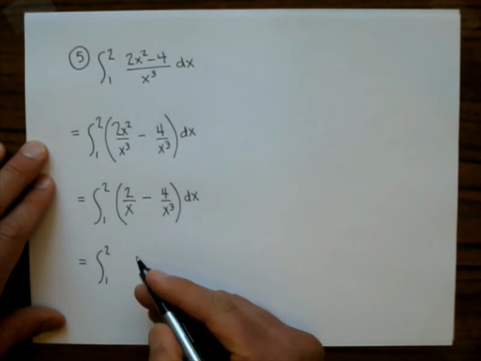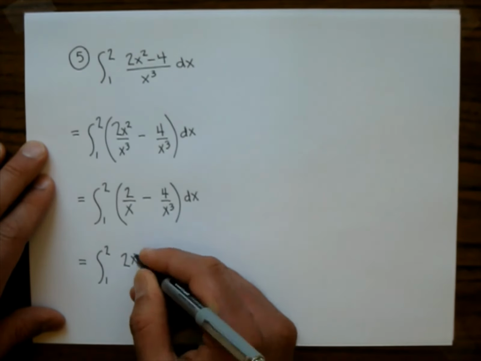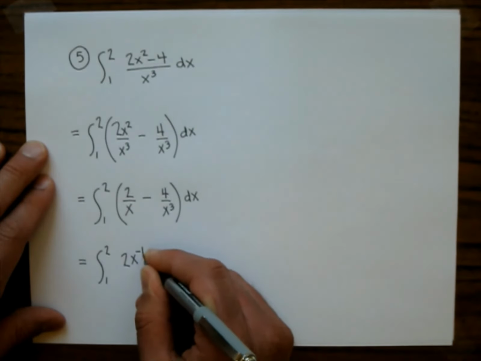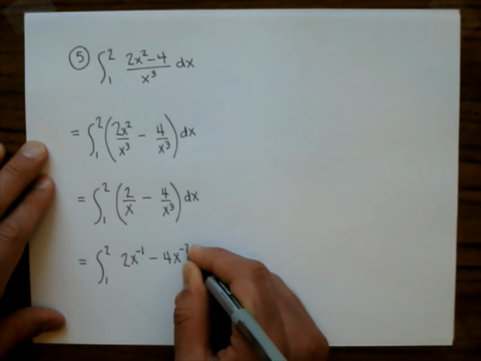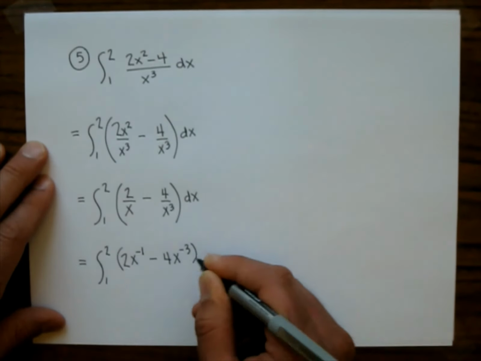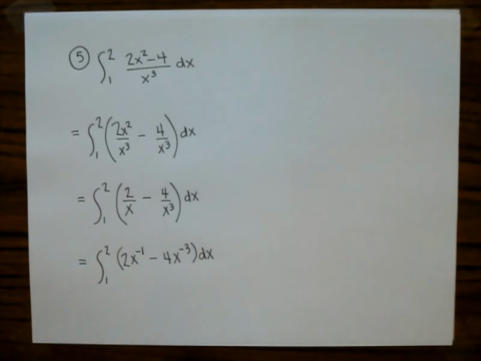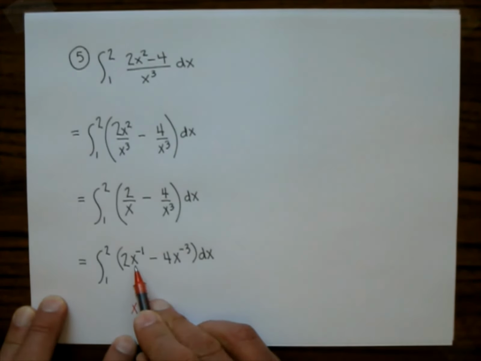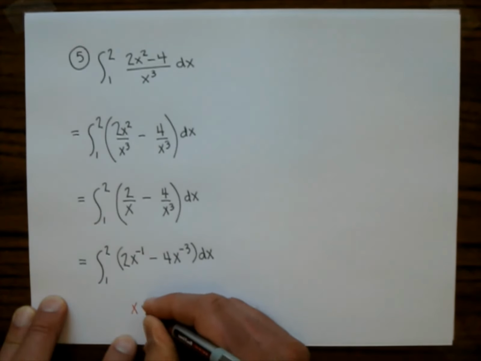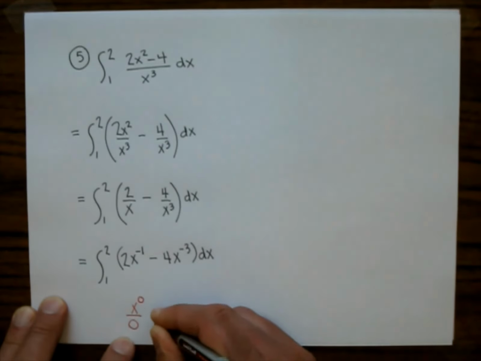They go, oh, well, I have to do the power rule, and you go like this: 2x to the -1, minus 4x to the -3. So you're thinking, let's do the power rule here, and you add 1 to that, and you go, oh, -1 plus 1 is 0, and then you divide by 0, and then you're in trouble.